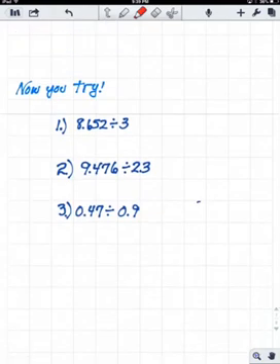So now you can pause the video or stop the video, whatever. But here's 3 more examples for you to try that we'll go over in class tomorrow.